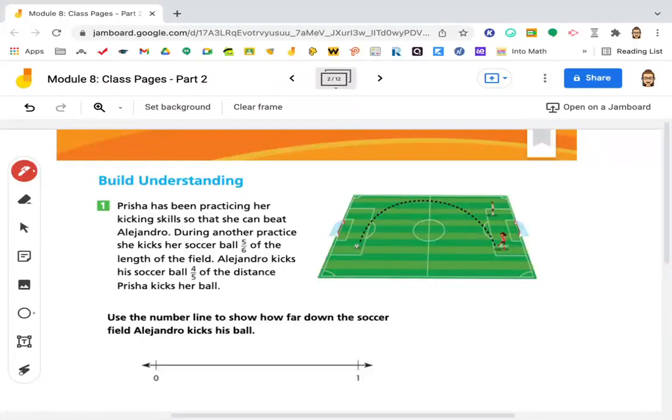Well, we need to start with Prisha. She kicks her ball 5/6. So I'm going to split my number line into 6. And there are 6 equal sized parts. So we would have 1/6, 2/6, 3/6 or 1/2, 4/6, 5/6, and then the 1 would be 6/6. And Prisha kicks 5/6 of the way. So this is Prisha.